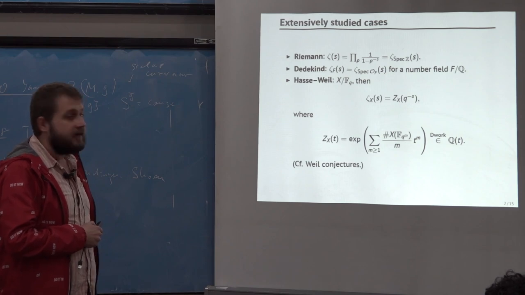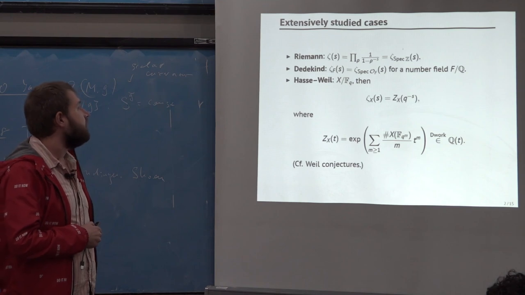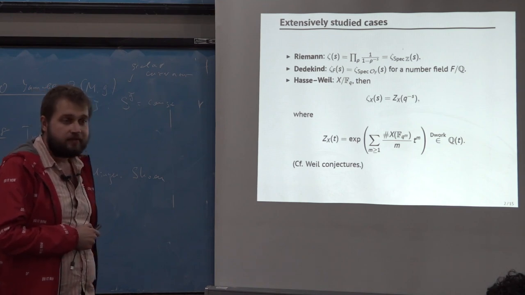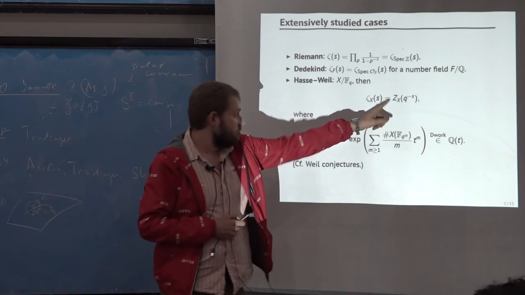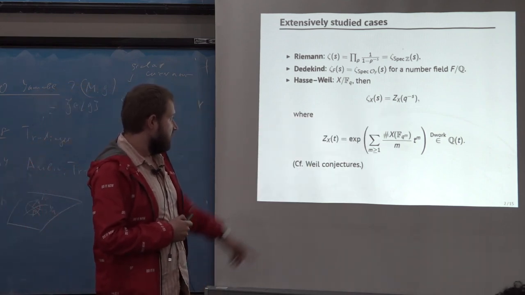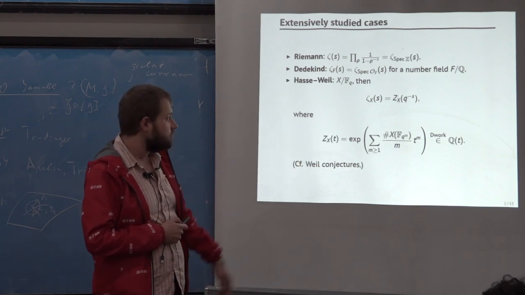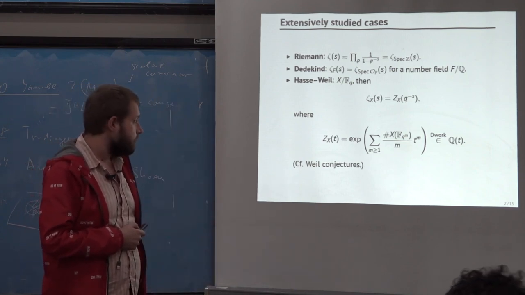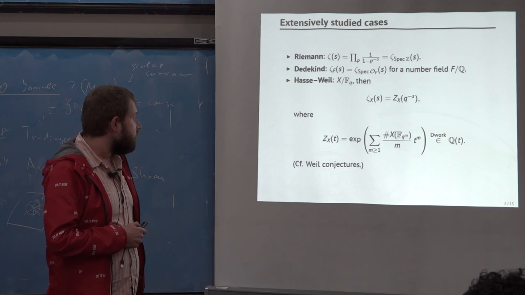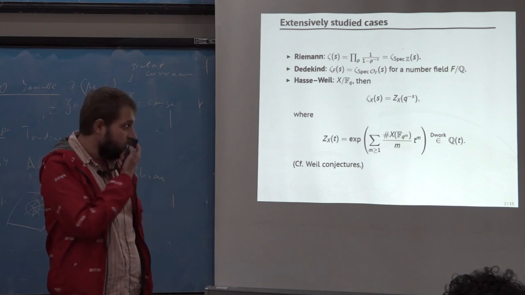And there is also the Hasse-Weil zeta function, when X is a variety over a finite field. If you write down the definition of the zeta function, it turns out to be related to Z_X, a generating function which encodes the number of points of our variety over different extensions of F_q. A lot is known about these functions. In particular, we know that it's a rational function, a theorem of Dwork.